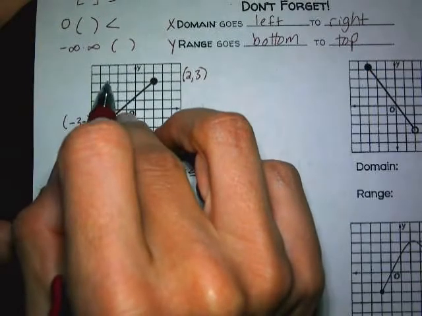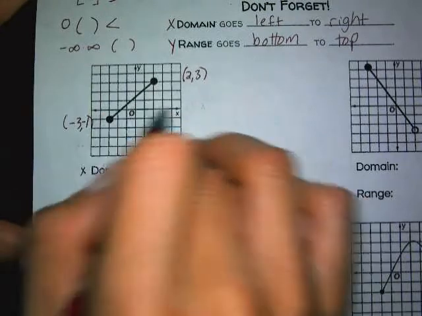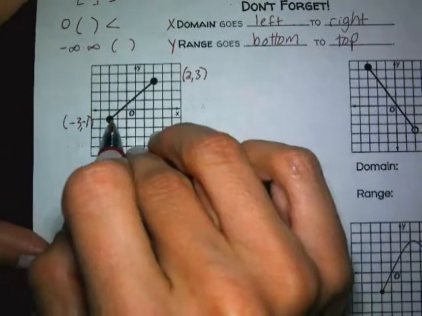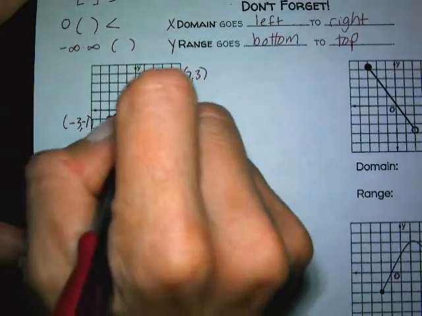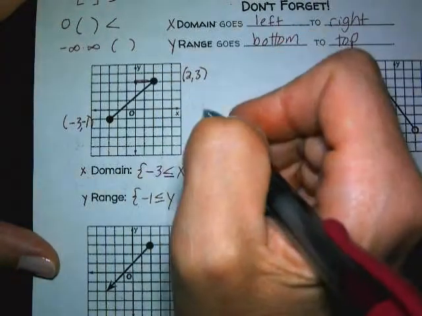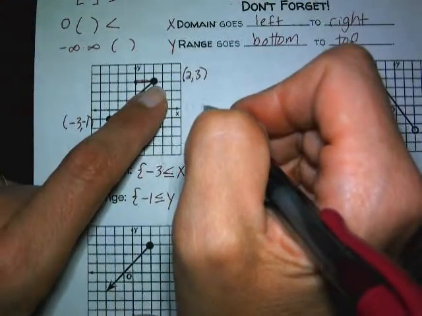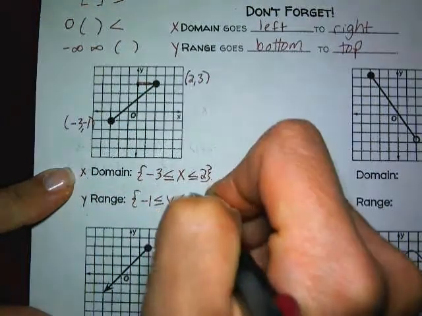Up. I don't know which side you would want to do that on. But if we move up, where does our line stop on our Y's? It stops here at the point 3. What is our inequality sign? We've got a closed inequality. So we have less than or equal to 3.